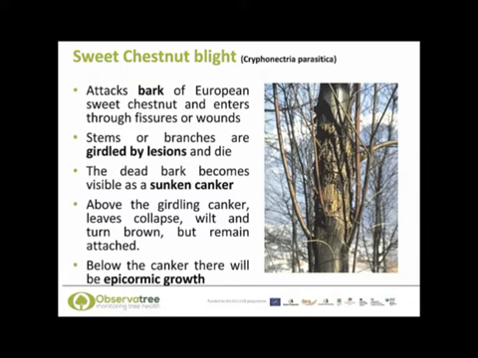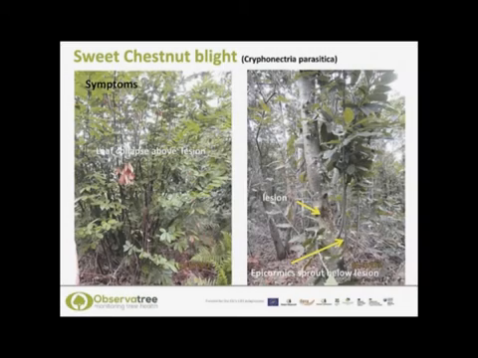Above the canker, the leaves wilt, turn brown and die, although they usually remain attached. Below the canker, the tree often reacts by trying to produce epicormic growth. In this slide we have some photographs of trees with typical symptoms. You can see in the image on the left there is a small area of brown leaves. This is the leaf collapse above a lesion. In the photograph on the right, you can see a roughened area of bark, which is the lesion, and epicormics sprouting from the trunk below.